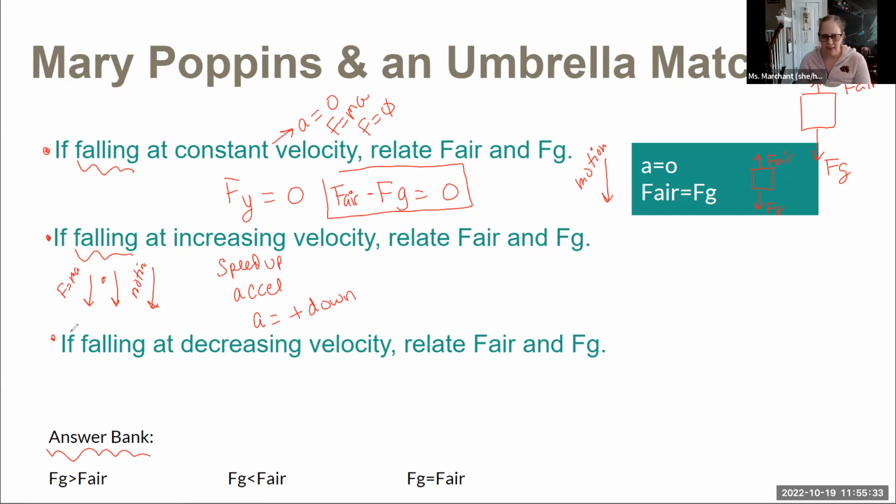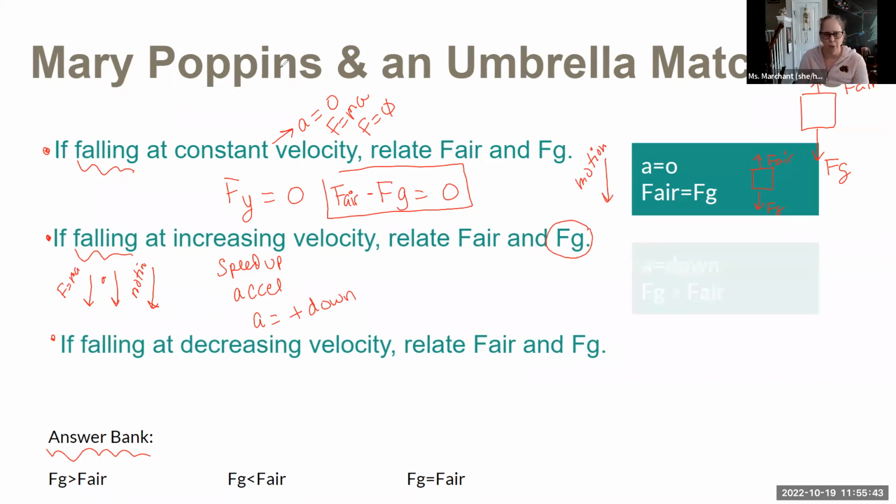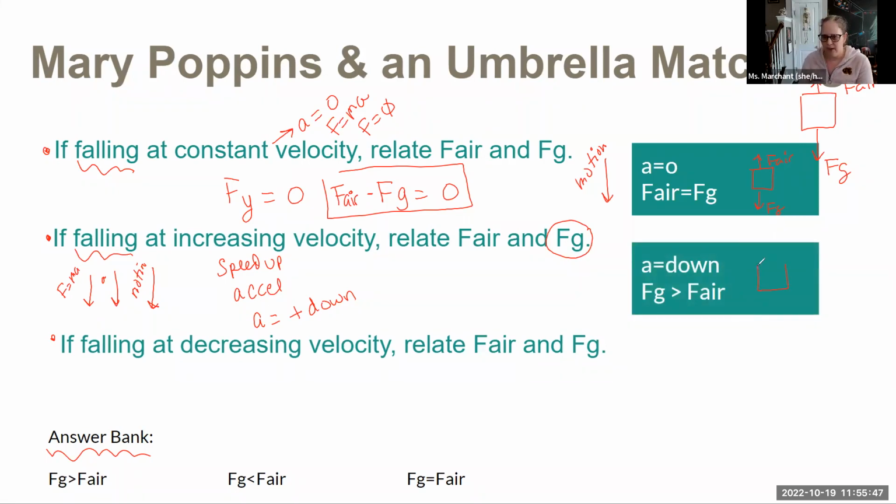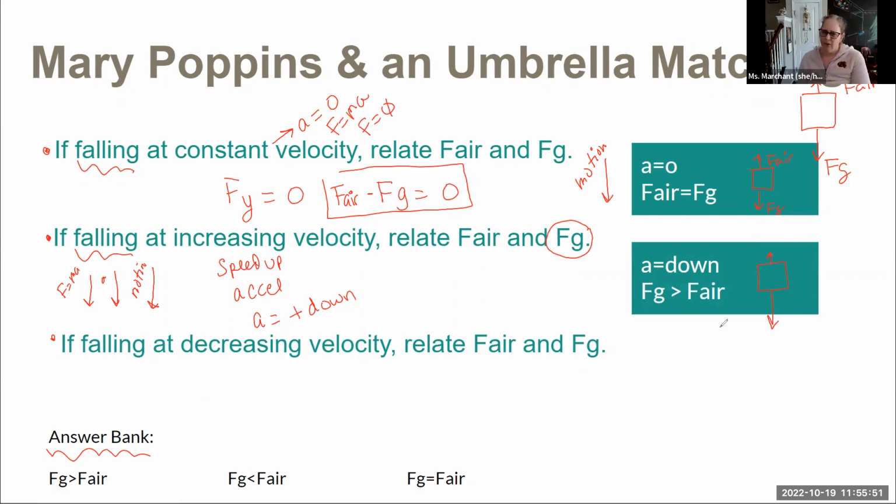I'm going to need to have a bigger force in the down direction, which means the force of gravity is going to have to be bigger because I'm speeding up as I'm going down. The force of gravity is pulling down harder than the force of air is pushing up. So the force of gravity, longer arrow, force of air, smaller arrow.